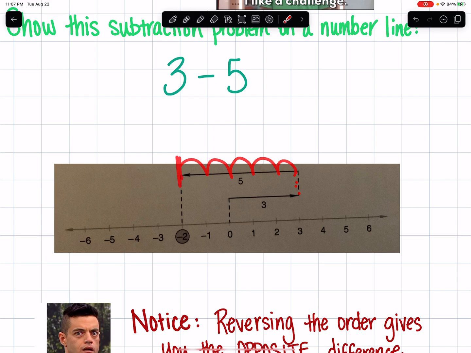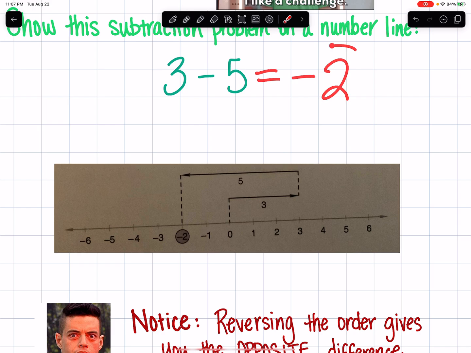And we end up here. Our answer is going to be negative 2. Oh, I didn't do it right. Equals negative 2. That's the answer because that's where we ended up on the number line.